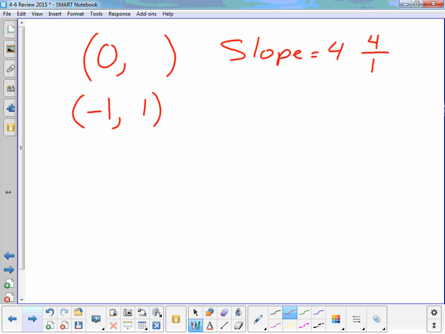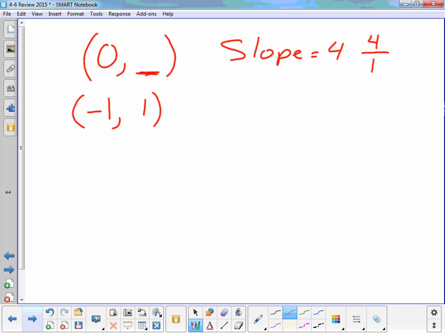Now, if I actually graphed these ordered pairs, I could graph -1, 1, and I could basically rise up 4 and run 1, and I would be right at that point that I need to be to find this y value right here. Instead, I don't expect you to do that, but you could do that. That would be a way that we could figure this out.